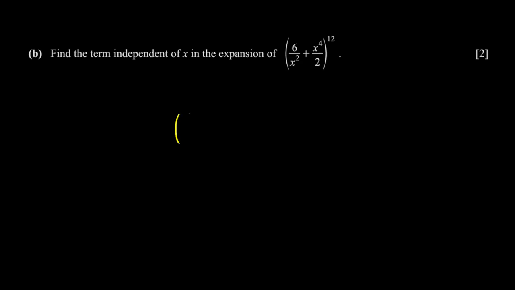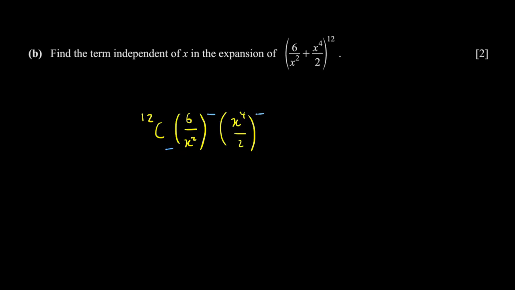which is going to be, you're going to have 6 upon x squared to some unknown power, times x to the power of 4 over 2 to some unknown power, and then that's going to be pre-multiplied by a coefficient term, which will be 12c something, where that something is either this power or that power. Now, what do we know? We know that the two powers here need to add up to 12, right? So the two terms must add up to 12. So it could be 12 and 0, 11 and 1, 10 and 2, and so on.